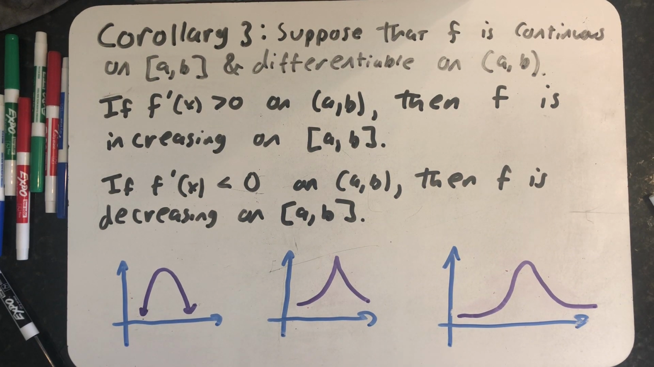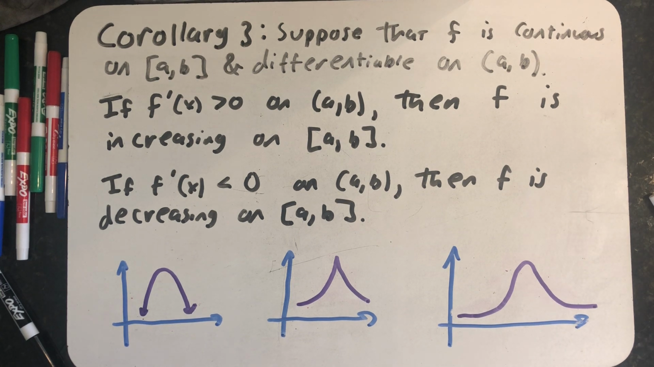The third corollary to the mean value theorem states that on intervals where my function is increasing, going up from left to right, the first derivative is positive. And on intervals where my function is decreasing, going down from left to right, the first derivative is negative.